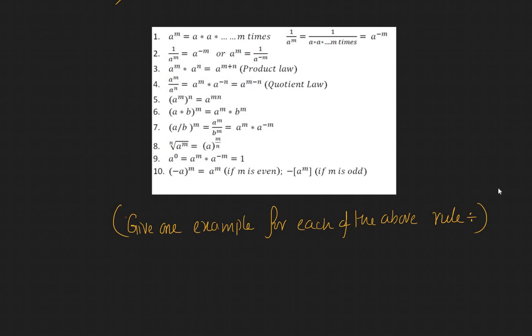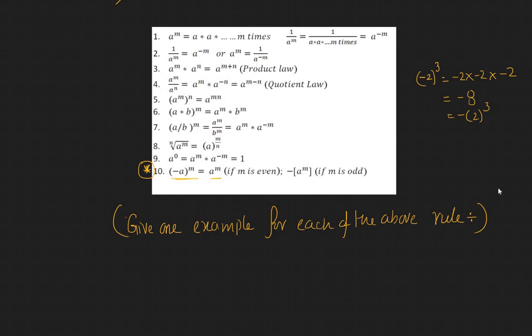Oh my God. Okay, I'm really sorry. I forgot one rule here, which is minus a power m is a power m. So let me illustrate this. If you get minus 2 power cube, it is minus 2 into minus 2 into minus 2. So you get minus 8, or you can write it as minus 2 the whole cube.